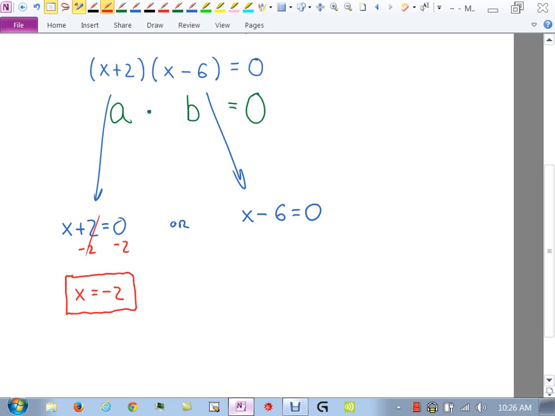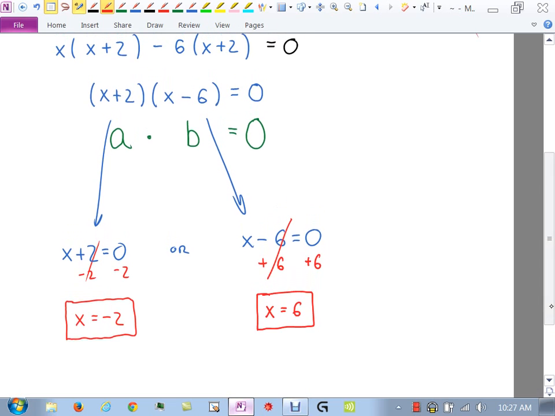On this one, what do I have to do to get x by itself? Add 6 to both sides? Because it's a negative 6, right? I want to do the opposite, so I add 6 instead of subtracting. I get x is 6, positive 6. Understand? Questions?